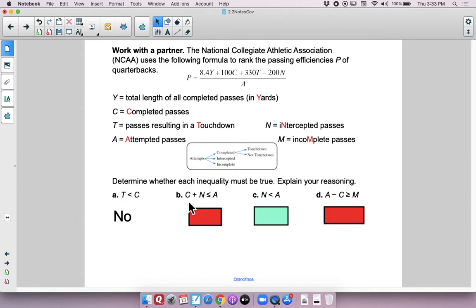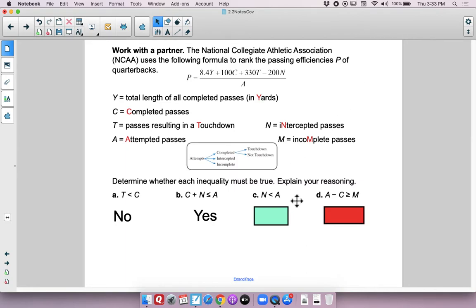Okay, what about the number of completed passes plus the number of intercepted passes? Does that have to be less than or equal to the number of attempted passes? And the answer there is yes, of course. It's got to be, right? It could be the same, but it can't be more than that.